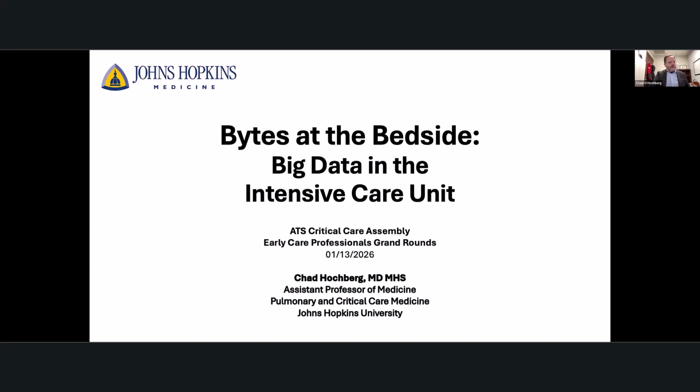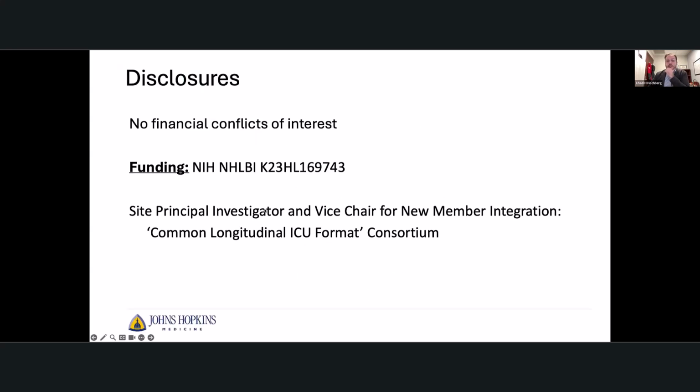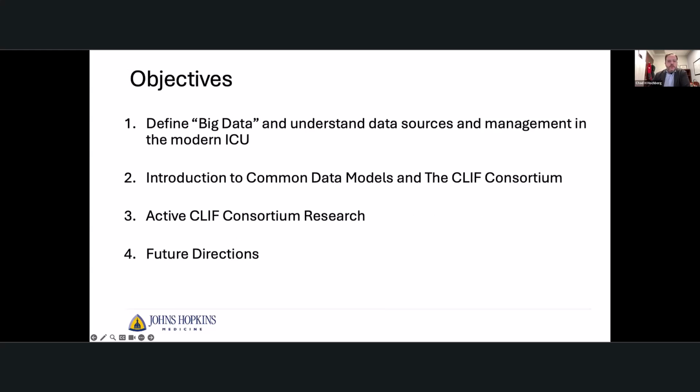I'm going to be talking about big data in the intensive care unit and some developments in how we're using multi-center real world ICU data. I have no financial conflicts of interest. I do have some funding that supported some of this work. And I am the site principal investigator and vice chair for new member integration for the Common Longitudinal ICU Format, which I'll talk about fairly extensively today, but don't derive any financial benefit from.